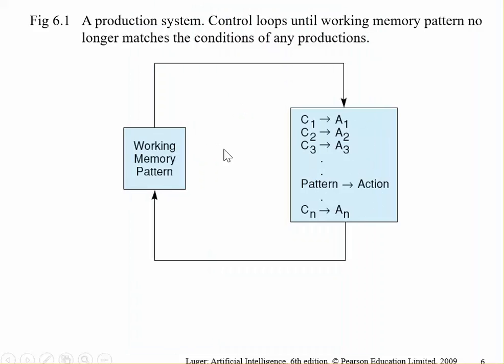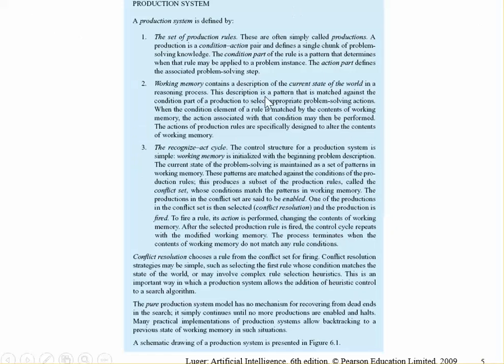The production rules are expressions that have a left-hand side and a right-hand side. The left-hand side, here C1, is a condition, and the right-hand side is an action. When a condition matches the working memory, we are supposed to execute that action.